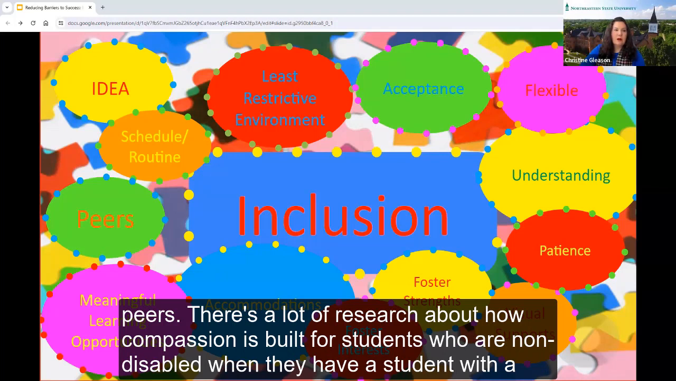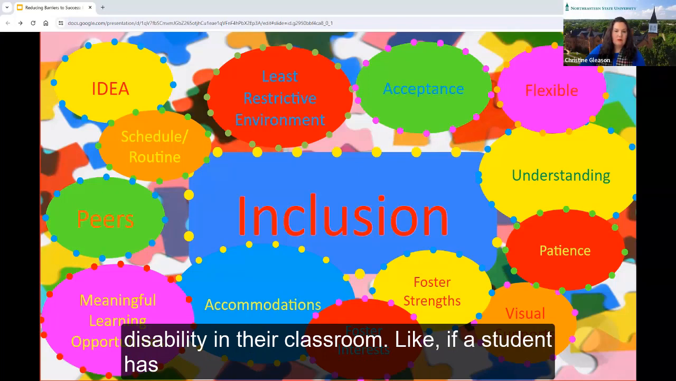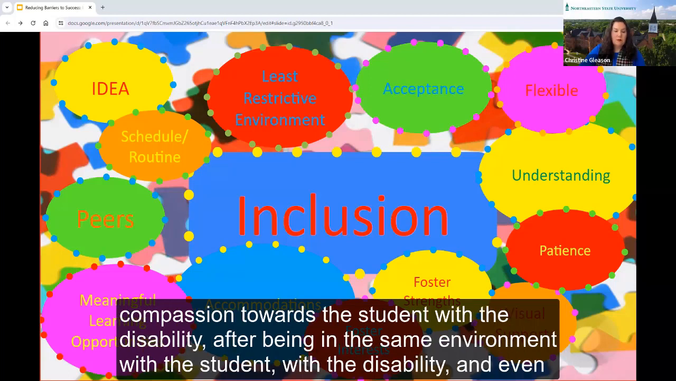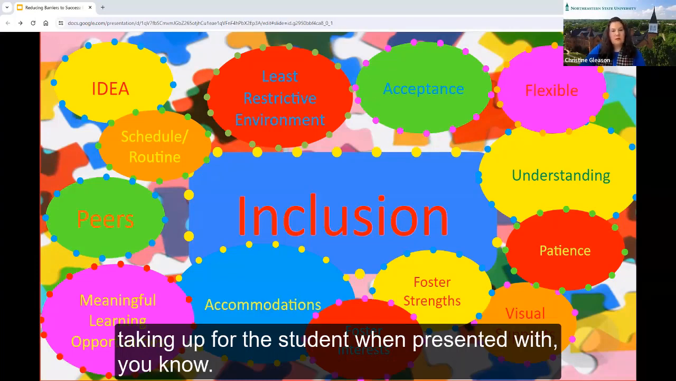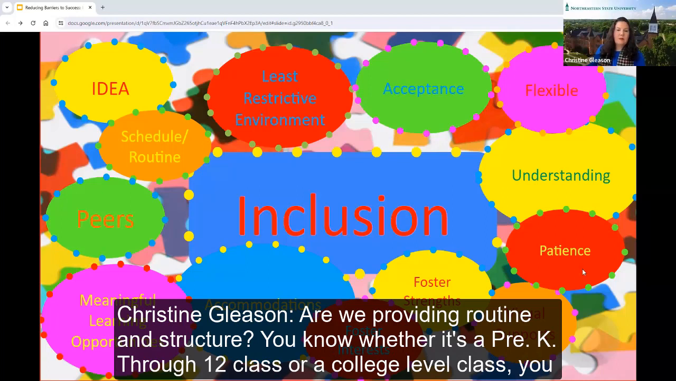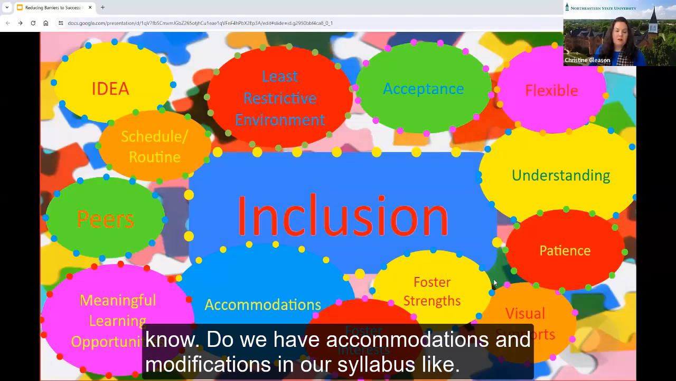There's a lot of research about how compassion is built for students who are non-disabled when they have a student with a disability in their classroom. Like if a student is on the autism spectrum, or has Tourette's or something that they can't control, a lot of students increase their compassion towards a student with a disability after being in the same environment, and even take up for the student when presented with peers who were not familiar with the student and their disability. Are we providing routine and structure, whether it's a pre-K through 12 class or a college level class? Do we have accommodations and modifications in our syllabus?